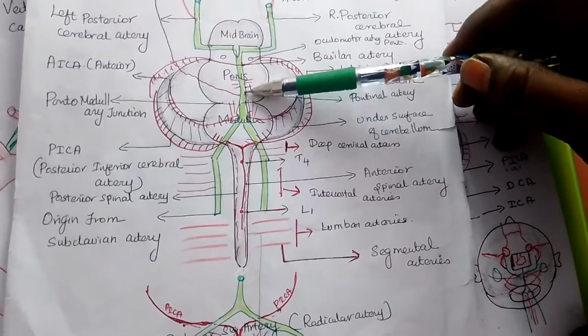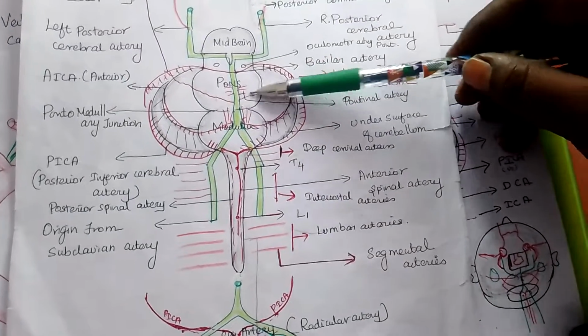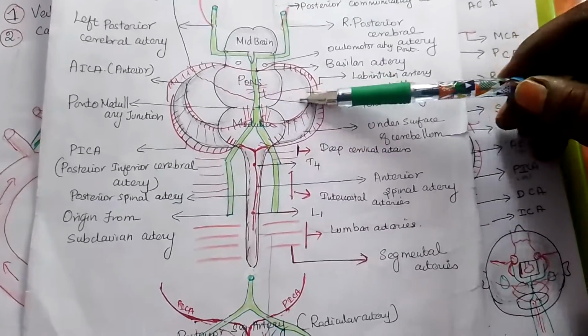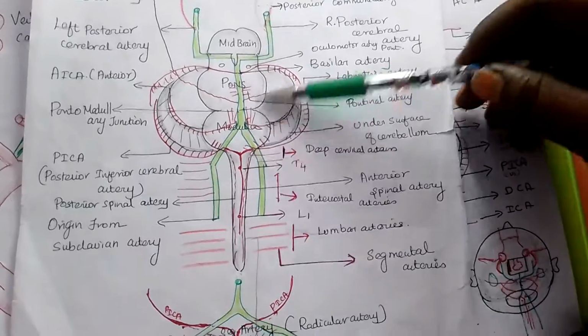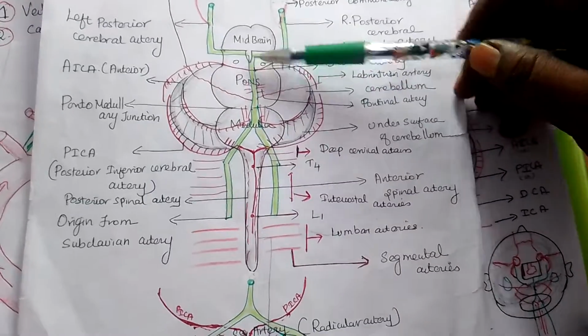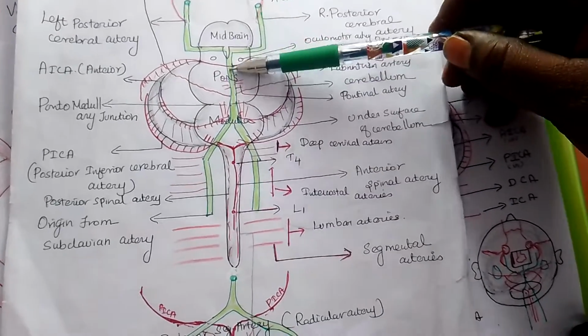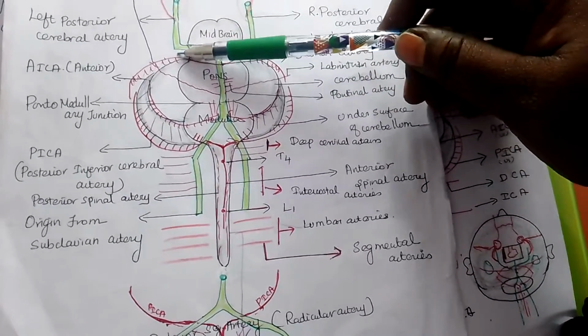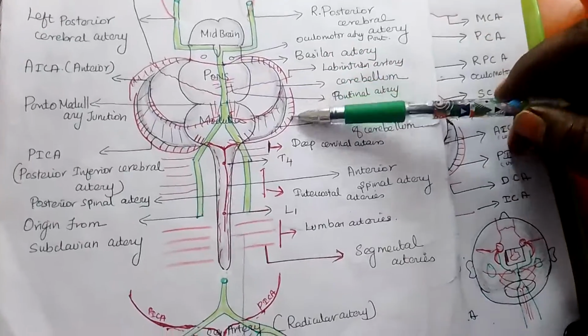And then in the middle of the basilar artery, there is one long artery going laterally, that is called the labyrinthine artery, with the 7th and 8th cranial nerves. And then under the oculomotor nerve, there is one artery supplying the superior side. It is called the superior cerebellar artery. Okay, hope you have understood.